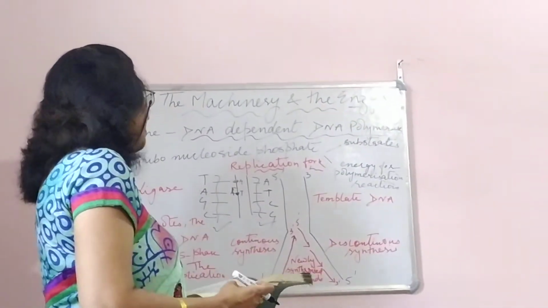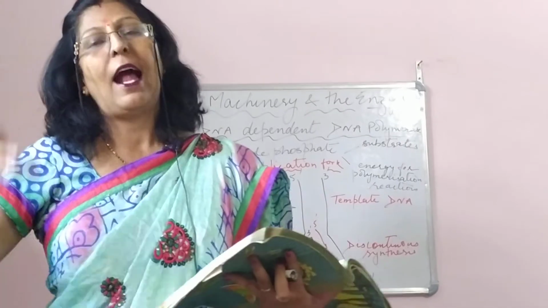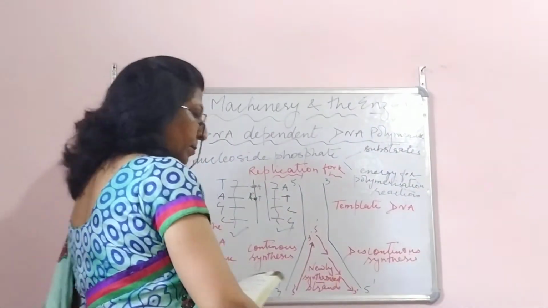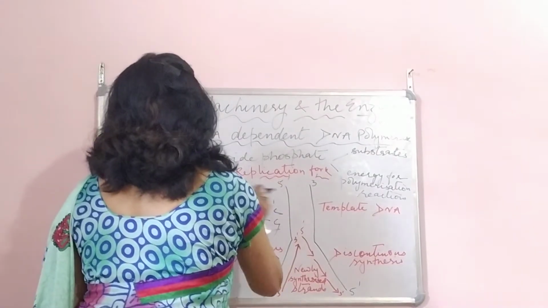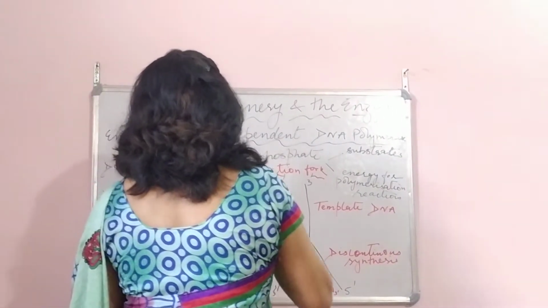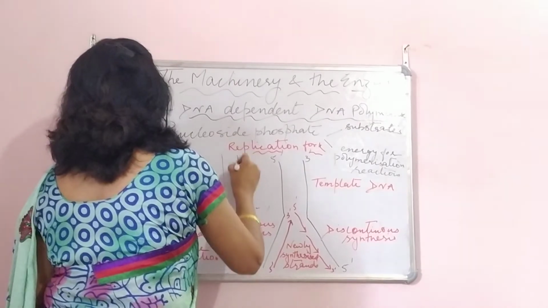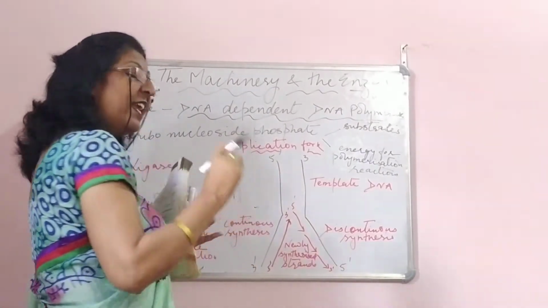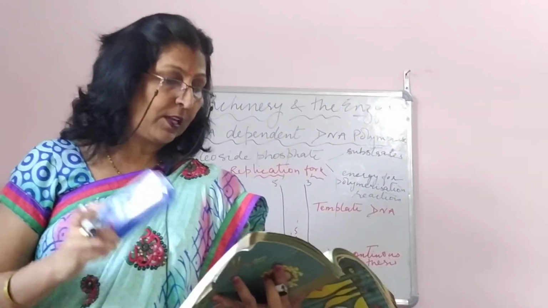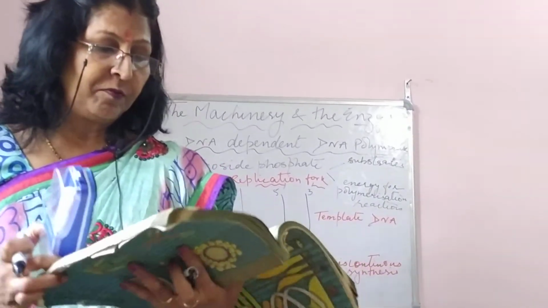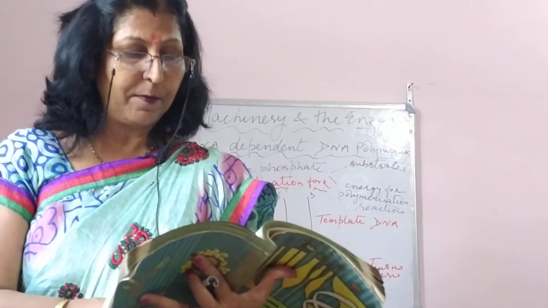Then replication is a very expensive process. The DNA is a long chain, and if it has to replicate, suppose, I hope you must have understood, the whole replication of such a big chain will not happen at one time, because it is a very expensive process. That is what it says.